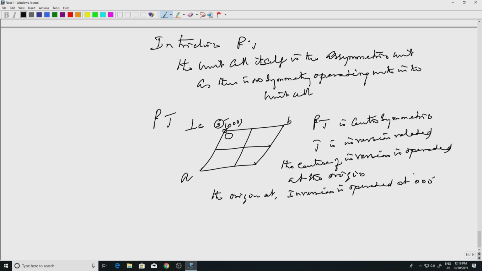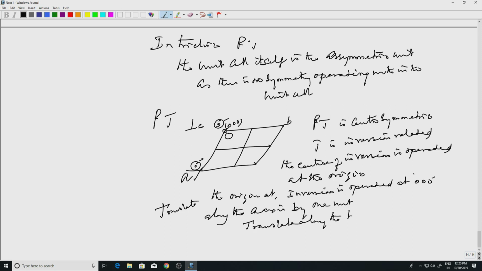When we translate along the a-axis by 1 unit, it comes here. Translate along the b-axis, it comes here.